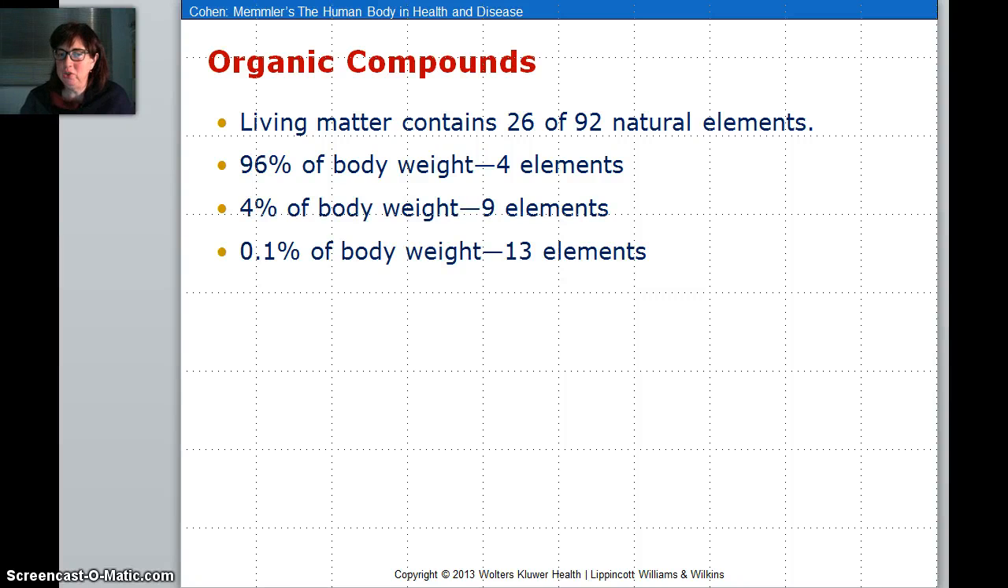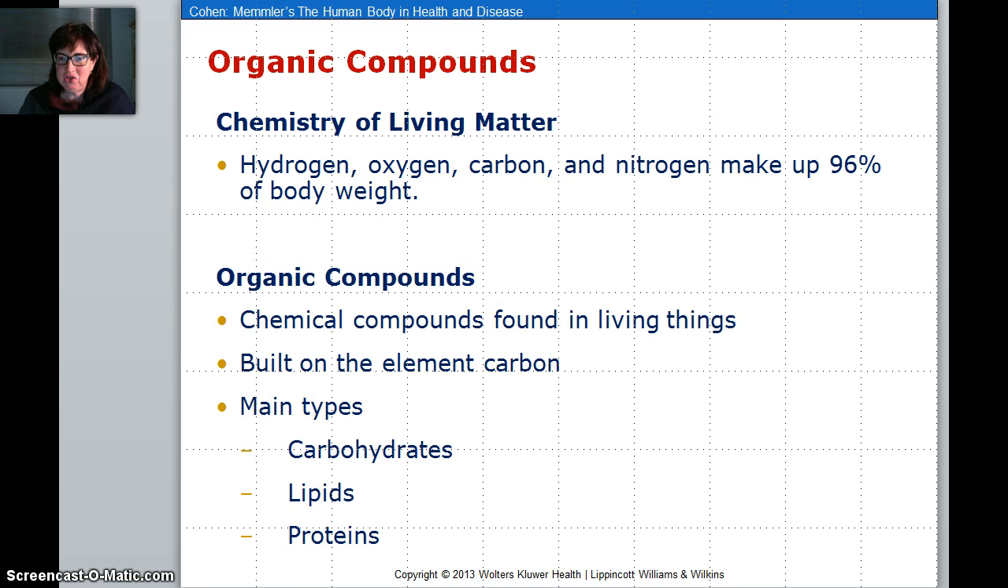Hello and welcome to Chapter 2, Part 2, where we talk about the organic compounds. Organic compounds are substances that have carbon in them, and they're usually seen as the chemistry of living matter. Organic compounds are broken down into main groups: carbohydrates, lipids, and proteins.